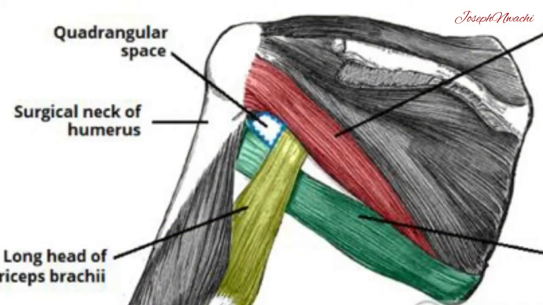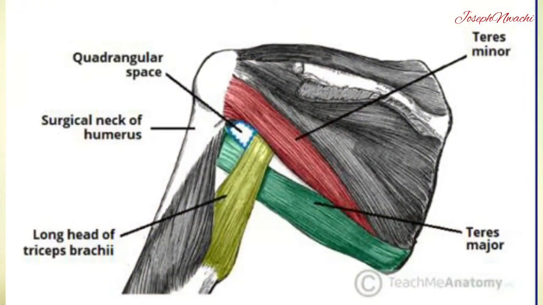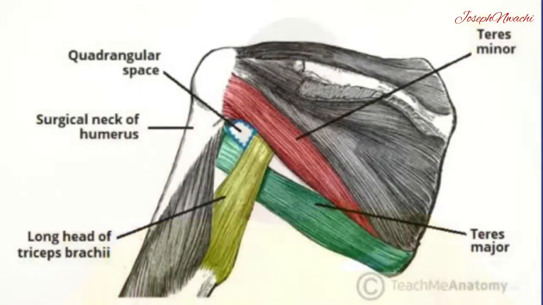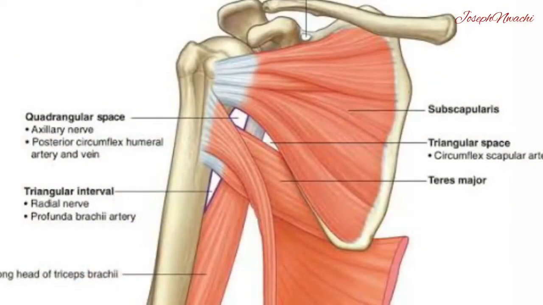This quadrangular space has boundaries. Superiorly, it is bounded by the inferior border of the teres minor muscle. Inferiorly, it is bounded by the superior border of the teres major muscle. Laterally, it is bounded by the surgical neck of the humerus, and medially, it is bounded by the long head of the triceps brachii muscle. Then anteriorly, it is bounded by the subscapularis muscle. These are the boundaries of the quadrangular space.